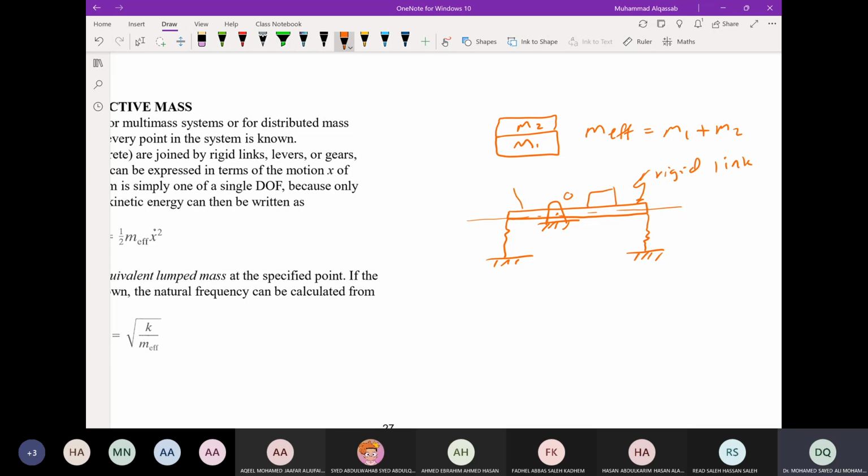This has a moment of inertia JO, and this has a mass M. If the mass is rigidly attached with the bar, we still have a single degree of freedom system, and then we have to find M effective or J effective.